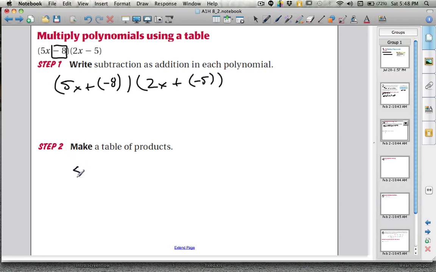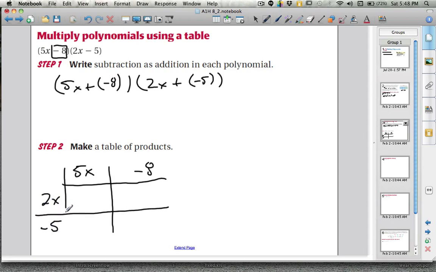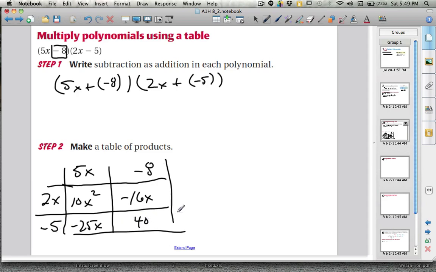But then when I make the table, I'm going to take the 5x and I'm going to take the negative 8. And I went across horizontally. And then vertically, I'm going to do 2x and the negative 5. And then what I do is I just multiply the intersecting items. So 5x times 2x is 10x squared. Negative 8 times 2x is negative 16x. Negative 5 times 5x is negative 25x. And negative 5 times negative 8 is positive 40.